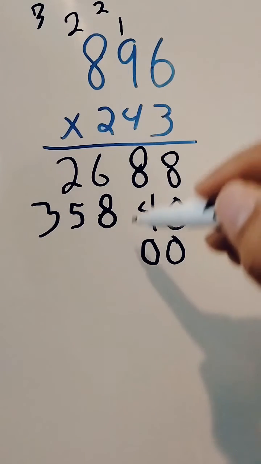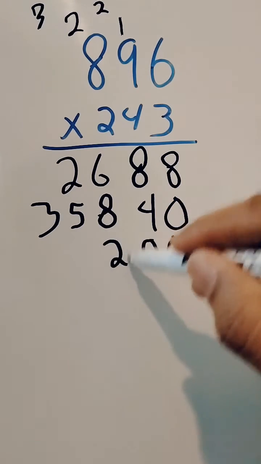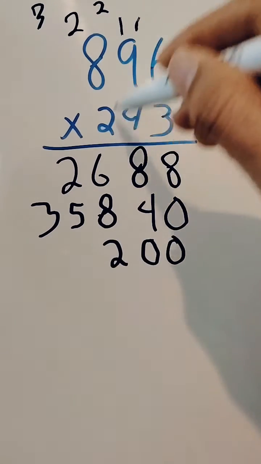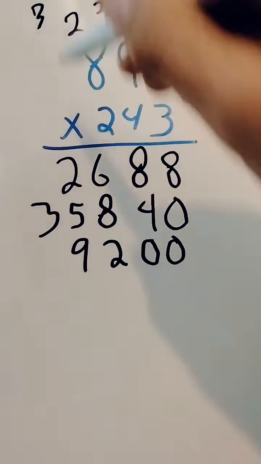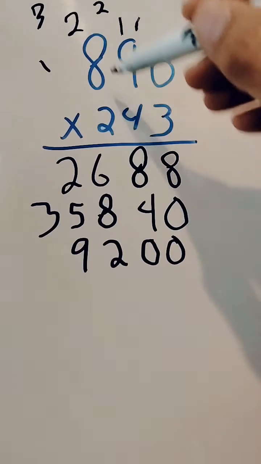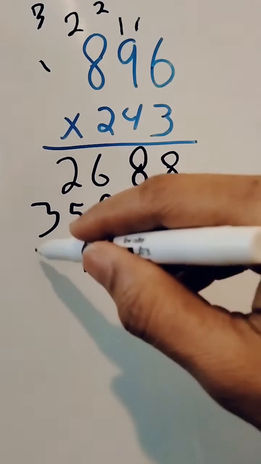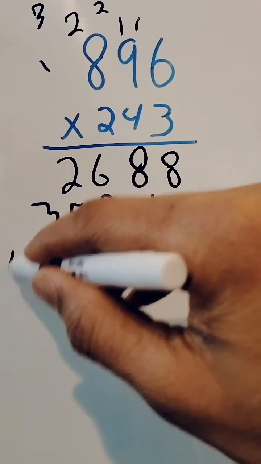So 2 times 6 is 12. Put our 2 right here and carry our 1. 2 times 9 is 18, plus 1 is 19. Put our 9 right here and carry our 1. And 2 times 8 is 16, and that's going to be equal to 17 when we add 1.